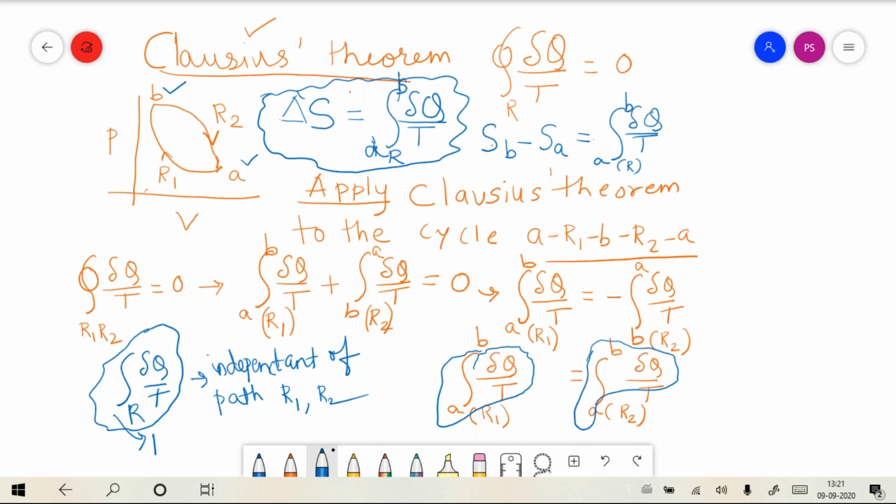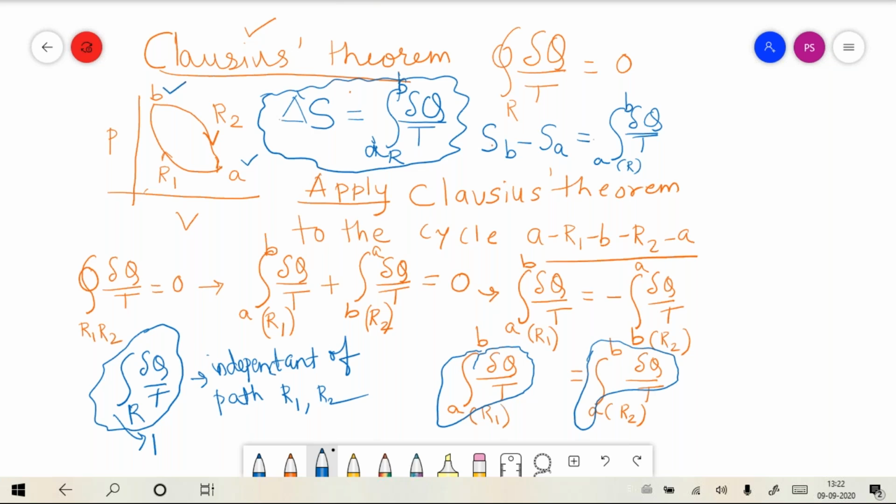So using mathematics, we take this term to the other side, and it becomes negative. What we get is the integral from A to B of del Q by T via path R1 is equal to minus the integral from B to A of del Q by T via path R2. Removing this negative sign, what we see is that del Q by T from A to B via path R1 is equal to del Q by T from A to B via path R2. It means that this expression, the integral of del Q by T, is independent of the path, or in other words, it is going to represent a certain change in property.